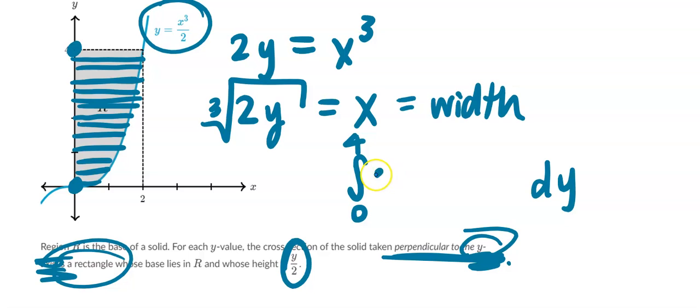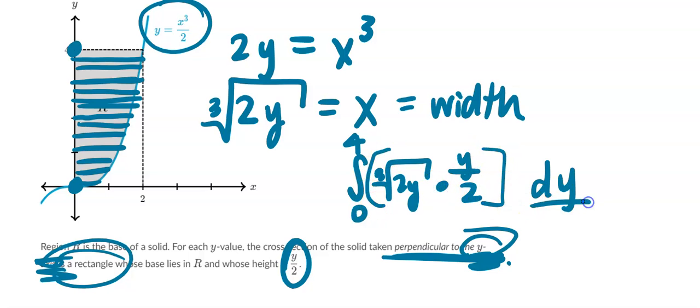So then the width of our rectangle is the cube root of 2y. The height of our rectangle is y over 2. We're multiplying those two things. So then this is like our integrand. Our variable of integration here is dy. And we're going from 0 to 4.